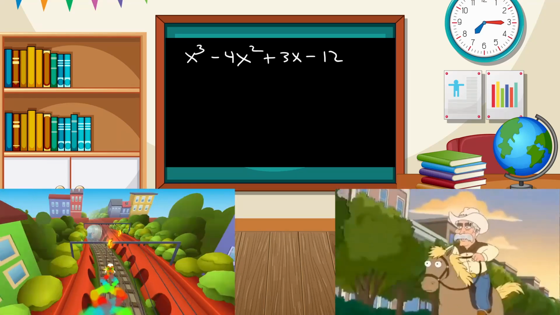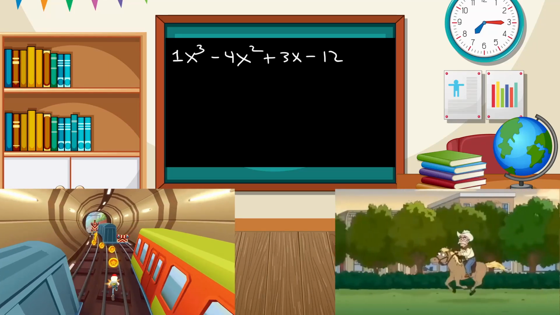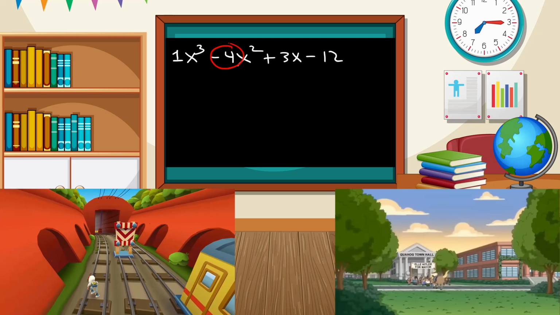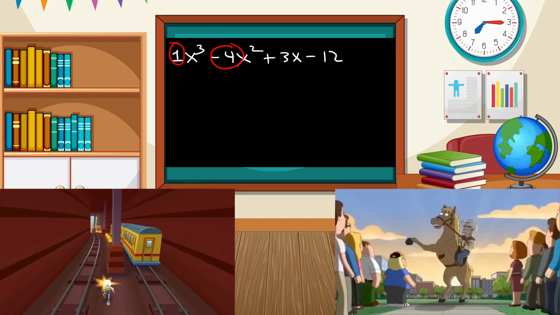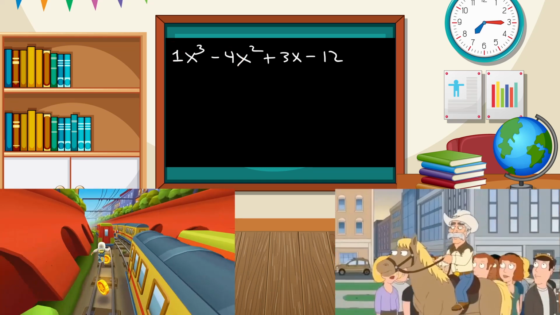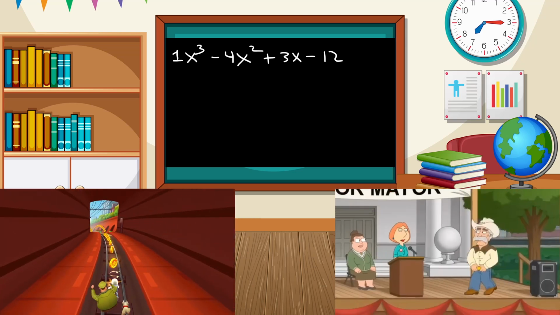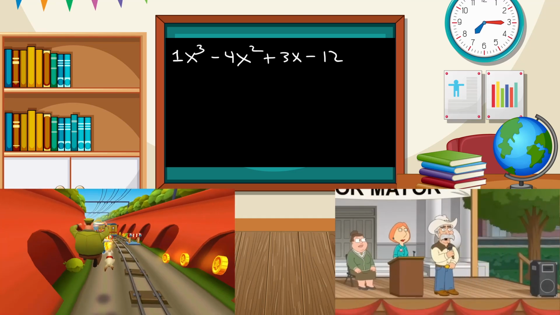So we have 4 terms here. Now, notice that the ratio between the coefficients of the first 2 terms and the last 2 terms are the same. For instance, if I take negative 4 and divide it by 1, that will give me negative 4. If I take negative 12 and divide it by 3, it gives me negative 4. Whenever you see that, if you have a 4-term polynomial and you see that the first 2 coefficients have the same ratio as the last 2 coefficients, you can use a technique called factor by grouping.